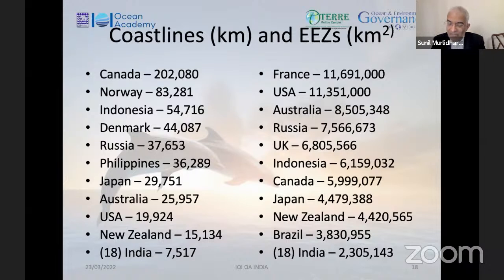India, again, is at number 18. Just a coincidence that both the coastline of India and the EEZ, the exclusive economic zone of India, are both at number 18. And India has got an EEZ of 2.3 million square kilometers. And that compares, if you look at the land area of India, it is 3.2 million square kilometers. So 3.2 million square kilometers is our land area, and this is your exclusive economic zone, or the ocean real estate that India has.